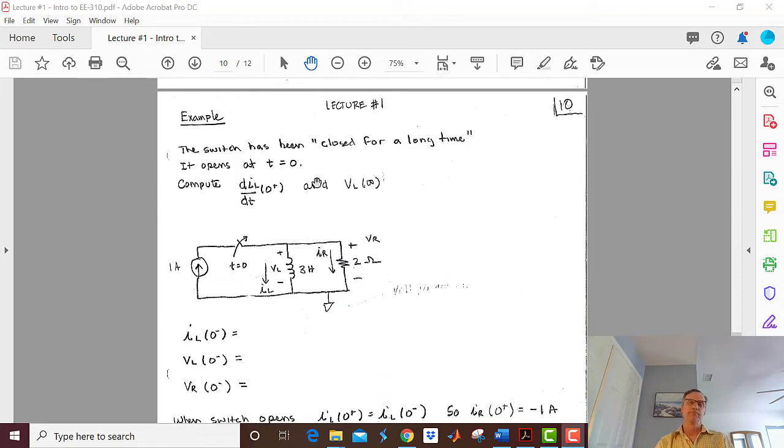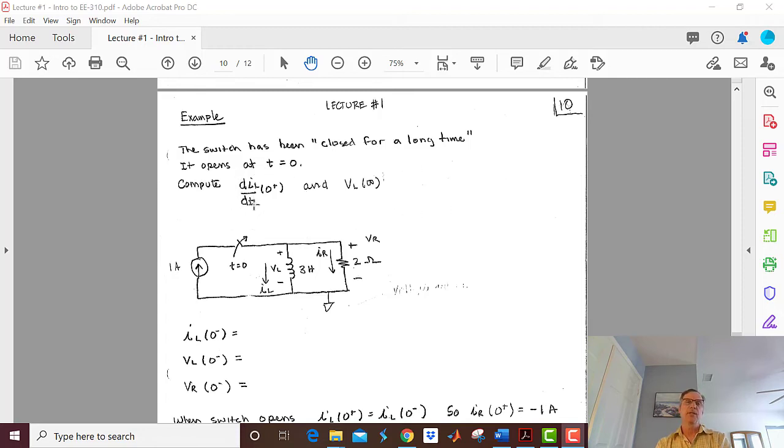Let's do an example. So in this example, I'm stating it the way the book states it, which is that the switch has been closed for a long time and it opens at T equals zero. Here's the switch. It's been closed for a long time and it opens at T equals zero. Now that's a lot of words. In the problems and the exam, all you're going to get is this picture, meaning it opens at T equals zero. If the arrow went the other way, it closed at T equals zero. But in this case, it opens at T equals zero.